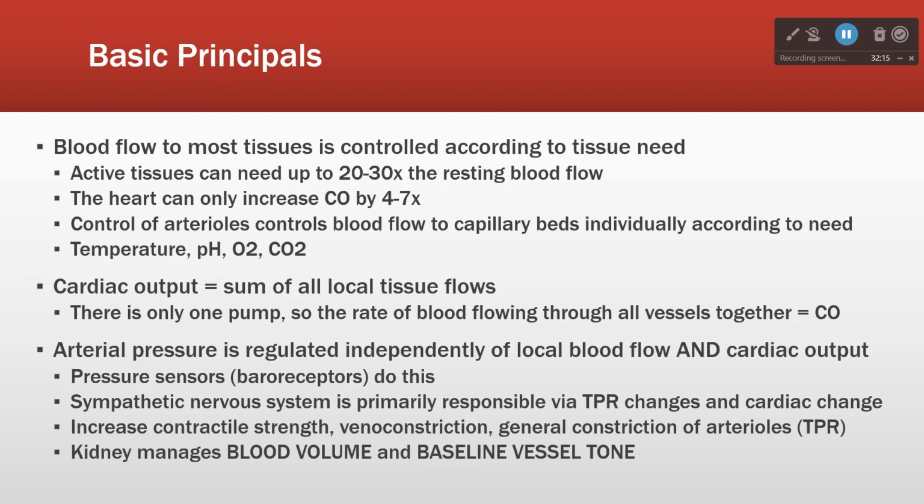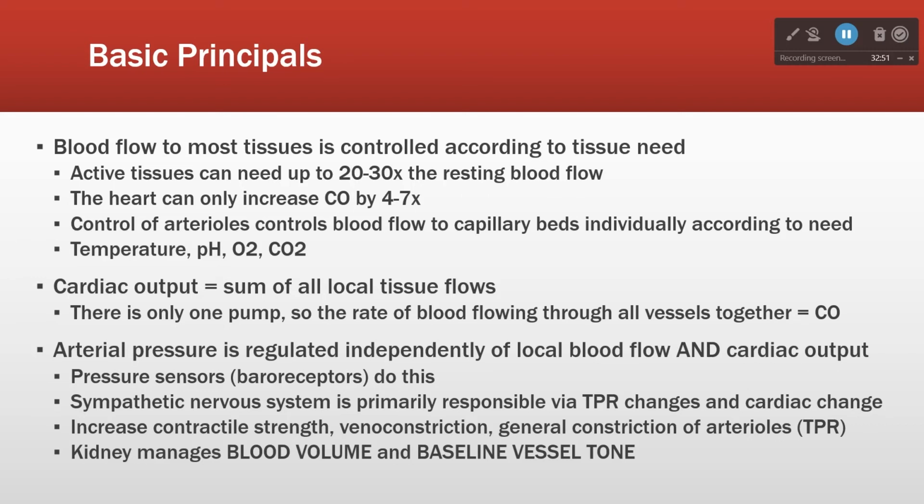Now, how do the arterioles know if a tissue is busy? Based on temperature, pH, oxygen, and CO2. All right, it goes like this. When temperature goes up, arterioles dilate. Now, why does that make sense? Because a busy tissue, a tissue that's using a bunch of oxygen and nutrients, is going to create heat, right? So if a tissue is hot, it's been busy. And if it's been busy, it needs more blood flow, right?